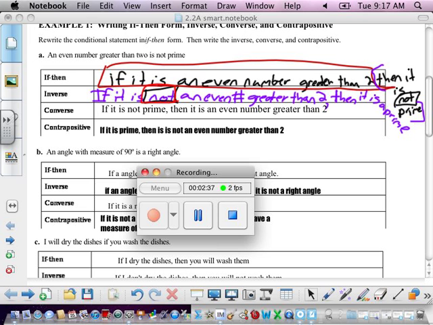Okay, let's talk about the next one. We've got an angle with a measure of 90 degrees is a right angle. Does anybody want to try to say out loud what the conditional statement would be? An angle with a measure of 90 degrees is a right angle. What's the conditional statement of that? So we've got to put the if and then in there. How would we write that for a conditional statement? Go ahead.